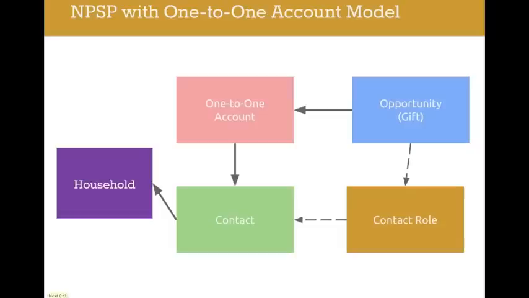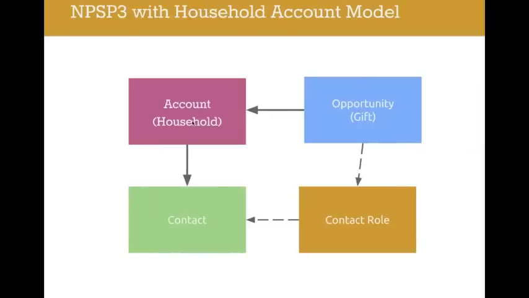So what the Nonprofit Starter Pack 3 has done is to say, wouldn't it make sense if we used the account object to represent households? This goes closer to that default model. Household and account are, in the new model, a combined object. So it's now much more straightforward. You can associate a donation with a household, but say which member of the household is the primary, the donor.